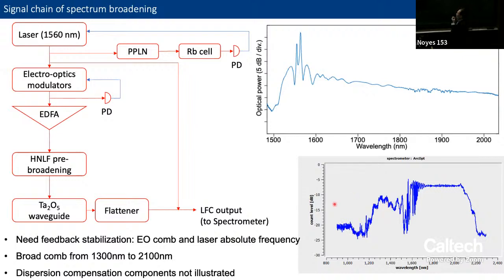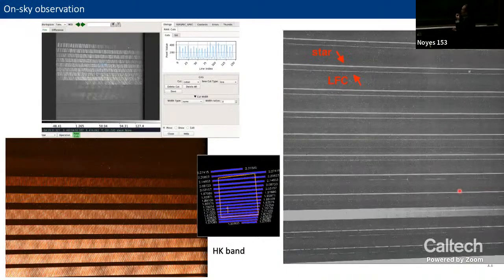Excuse me, this is only a screenshot, because this is data we get from another piece of equipment. And we can identify the comb spanning up to about 2100. And here are some exposures.